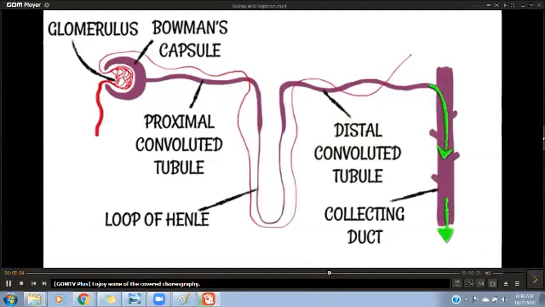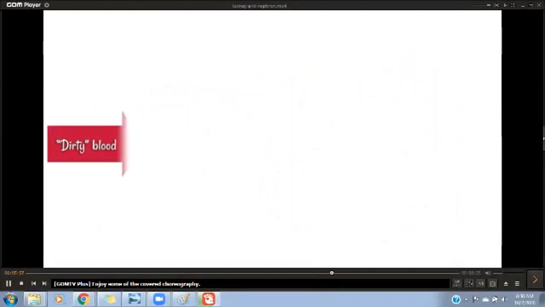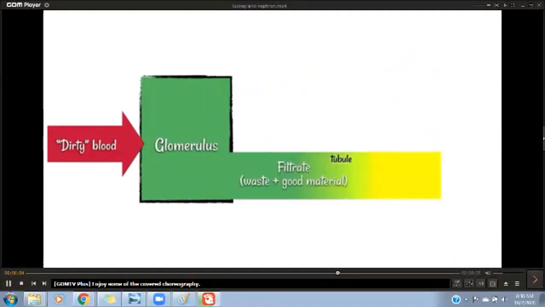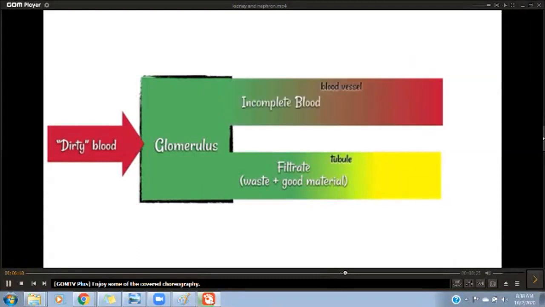So let's try and represent it in a slightly different format and see if we can clarify all of the different steps. So dirty blood comes in, and then via the glomerulus the materials get separated. We get filtrate, which contains the waste material but unfortunately also contains lots of useful material, and that goes into the tubule. This gets separated from the blood, but it's incomplete blood right now because there's still lots of useful material like glucose and amino acids and things like that which are absent from the blood vessel. Through a process of selective reabsorption, material that is useful will be transferred back into the blood.